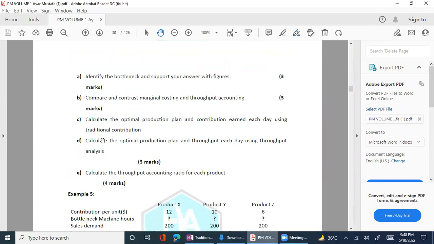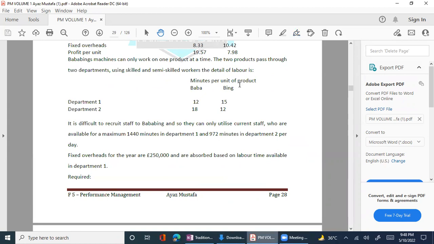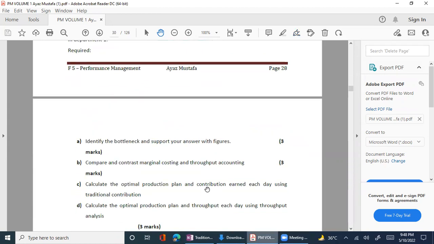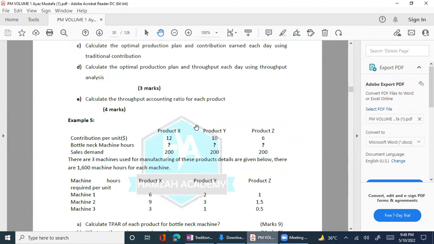So this was your requirement: calculate the optimum production plan and throughput each day. In this question, we have calculated that 81 units will be produced. So we will multiply the 81 with the throughput of the Bing, and the throughput of the Bing is already calculated. So we will get the total throughput.